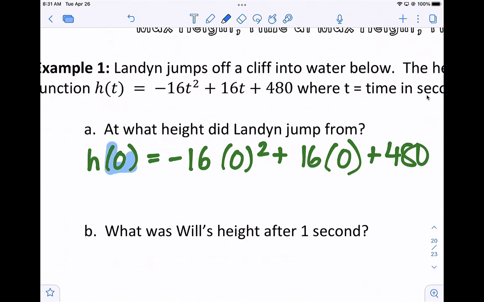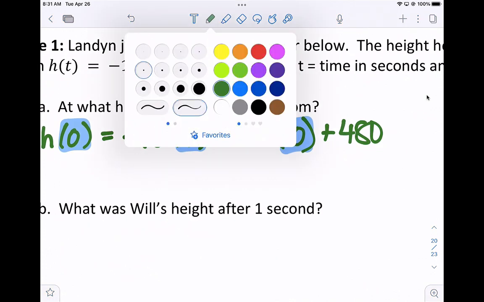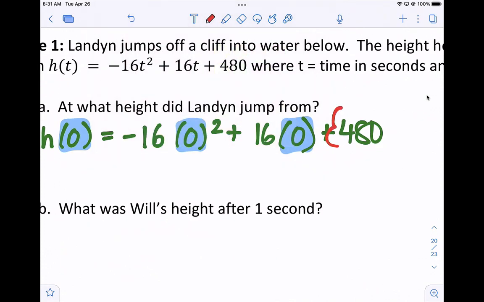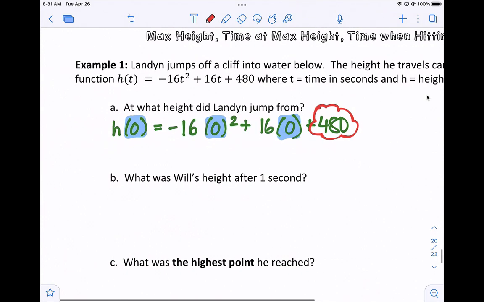we can see that, again, when we're plugging in a 0, anything times 0 is 0. So it's going to cancel a lot of these terms here. And the starting height then would be the 480 feet. So the nice thing about standard form is that last number, if it's in standard form, is the starting value, the y-intercept. So we can say the height at time 0 is 480 feet.